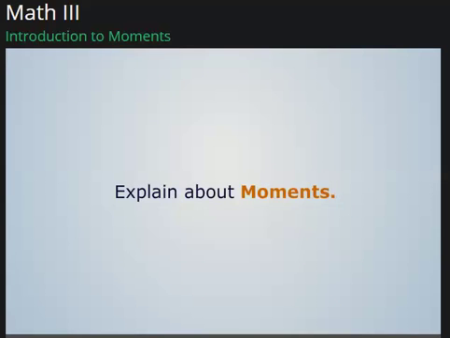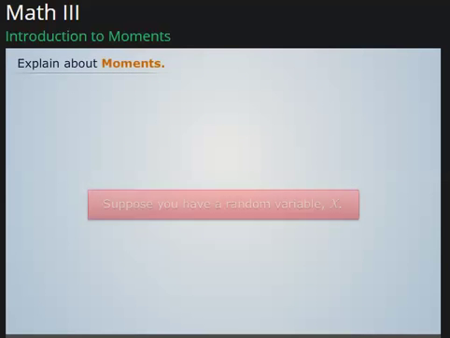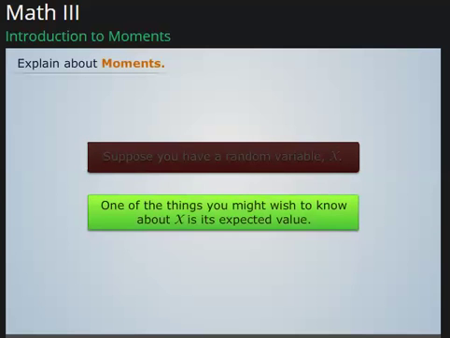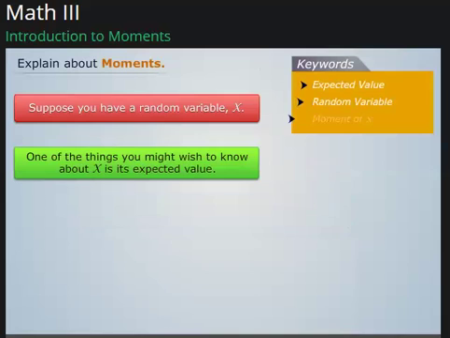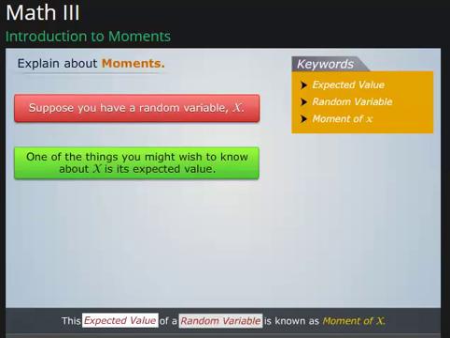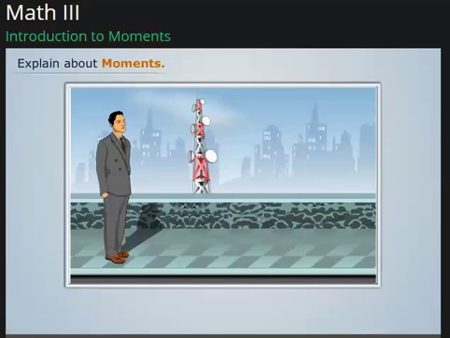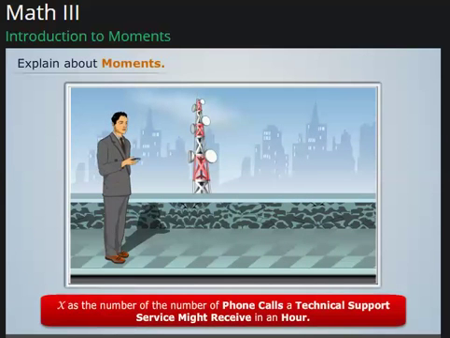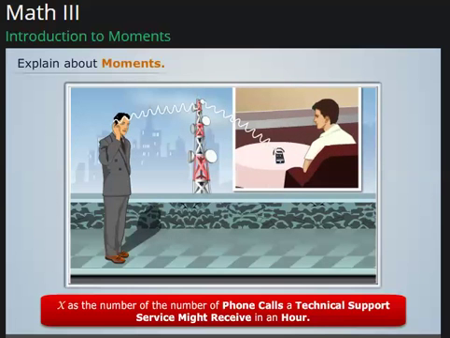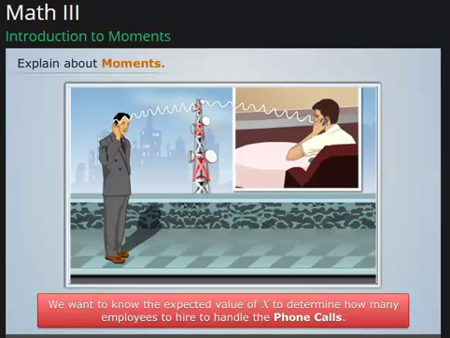Explain about moments. Suppose you have a random variable X. One of the things you might wish to know about X is its expected value. This expected value of a random variable is known as the moment of X. Let's understand it with the help of an example. Let us consider X as the number of phone calls a technical support service might receive in an hour. We want to know the expected value of X, so you would know how many employees to hire to handle the phone calls.